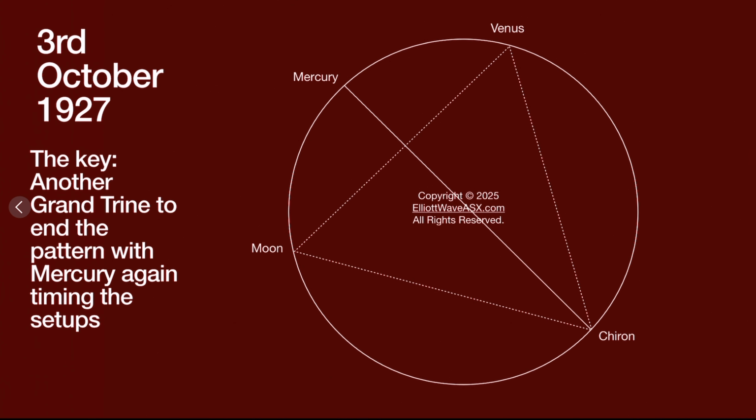Now if we move to the third high that forms the triple top on the 3rd of October 1927, we have a grand trine, this time with Venus, the Moon and Chiron, to end the pattern with Mercury yet again timing the high with an opposition aspect. After the initial grand trine, Mercury has timed all subsequent highs, and then another grand trine has ended the pattern.